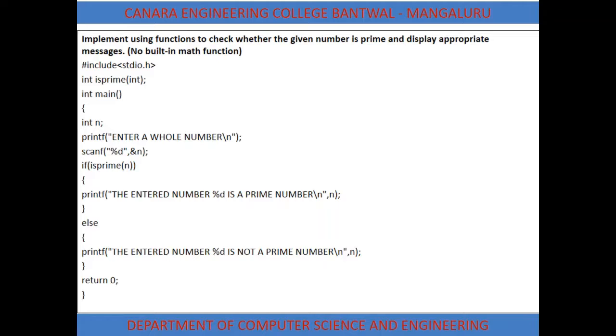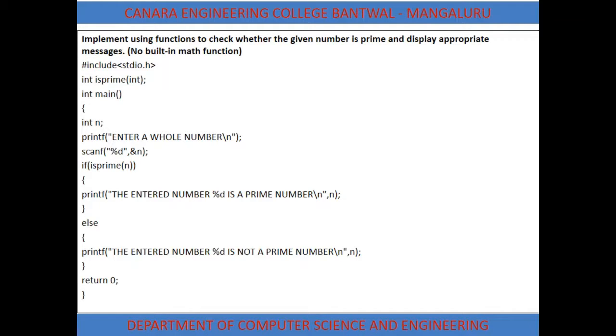Next, int main I have given. So next, int n. First I'll accept the number from the user, then pass that to the function. So I made use of variable n here to store the input from the user. printf, enter a whole number, scanf %d, comma ampersand n. Now based on what result is sent by the is_prime function, I will specify whether the given number is prime or not.